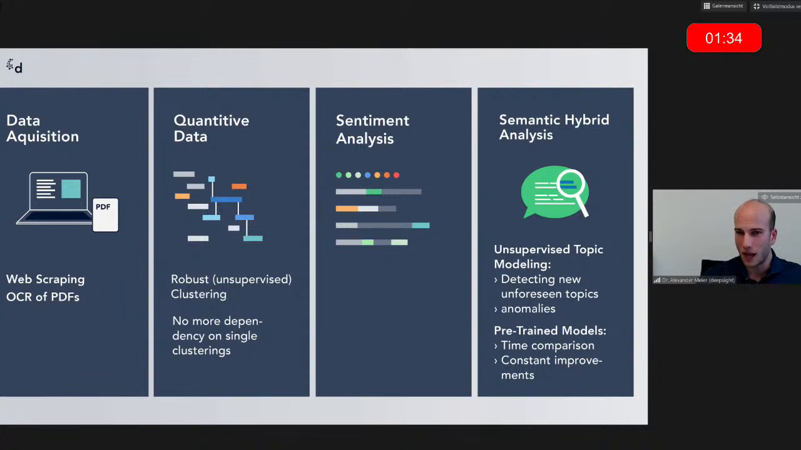Third, we have the sentiment analysis to find out the mood of news. And fourth, it's an approach of a semantic hybrid analysis. So on the one side, we have predefined topics, which are easier to compare over time. And on the other side, we have unsupervised topic modeling. So there we can detect new topics or anomalies like Corona, for example.